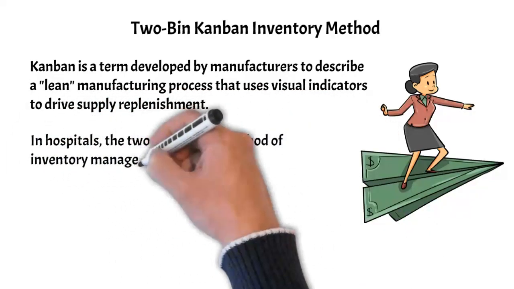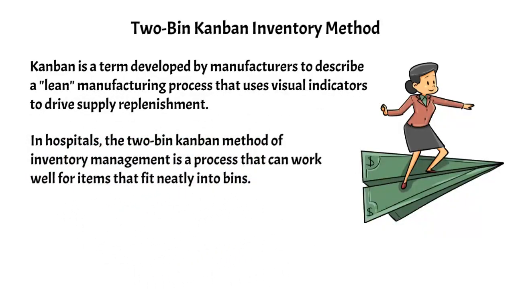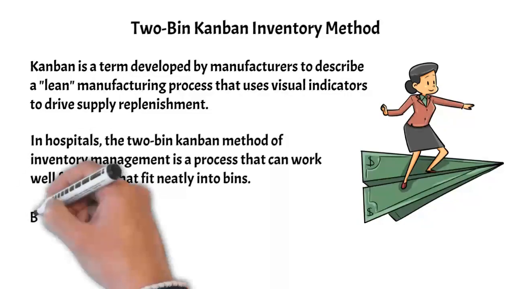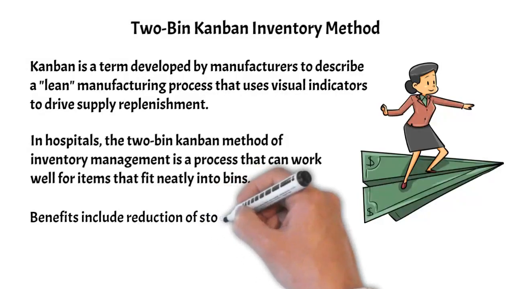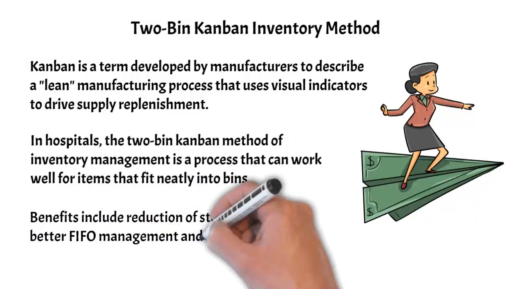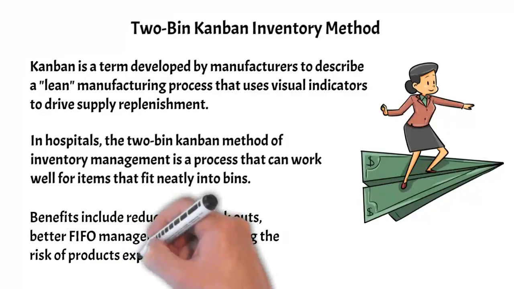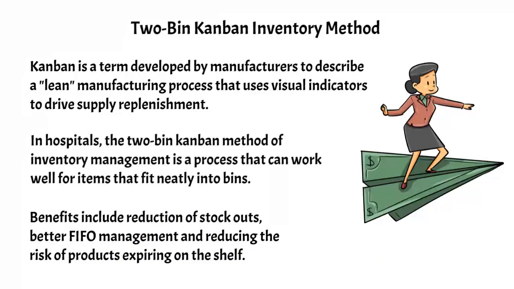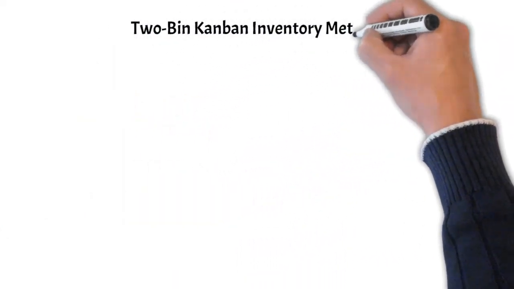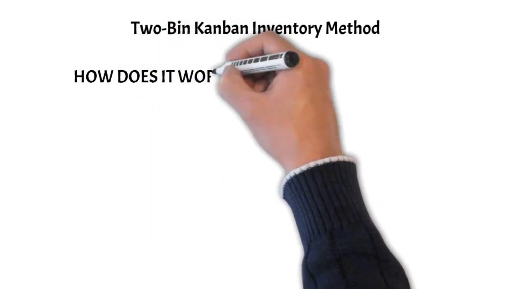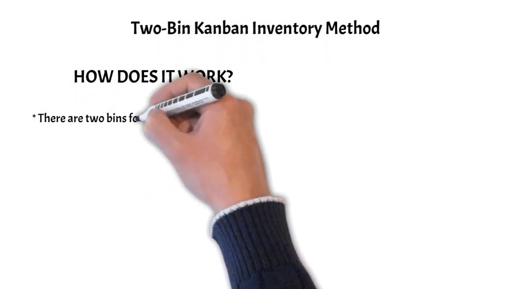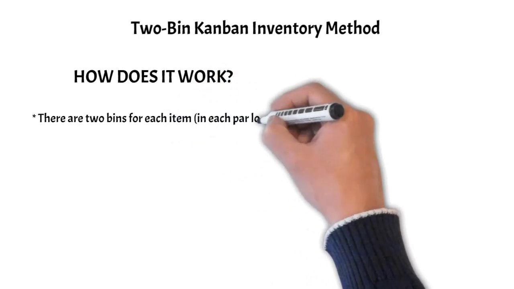In hospitals, the two-bin Kanban method of inventory management is a process that can work well for items that fit neatly into bins, such as syringes, bandages, and vials. This process has proven to be effective at reducing stockouts, enforcing first in, first out policies, and reducing waste in a way that is easier to learn than many other types of inventory methods. This approach is often used alongside the traditional PAR inventory replenishment method, as they work very well together.